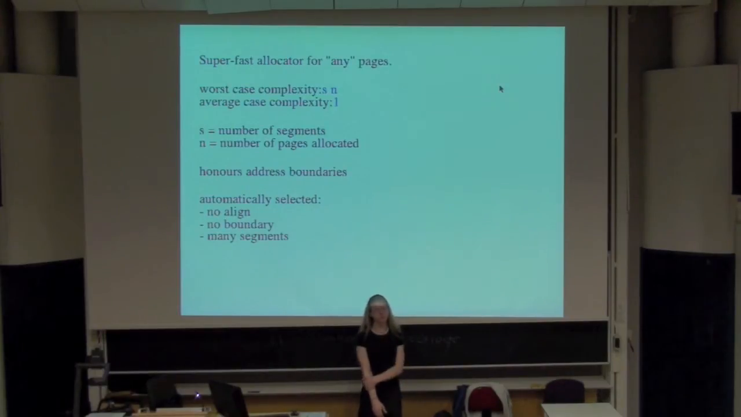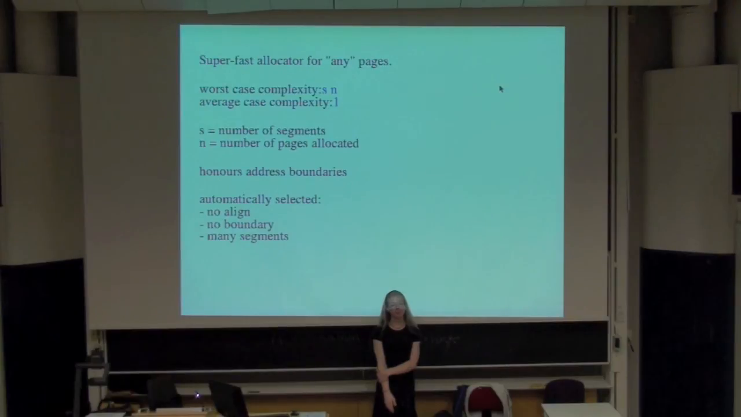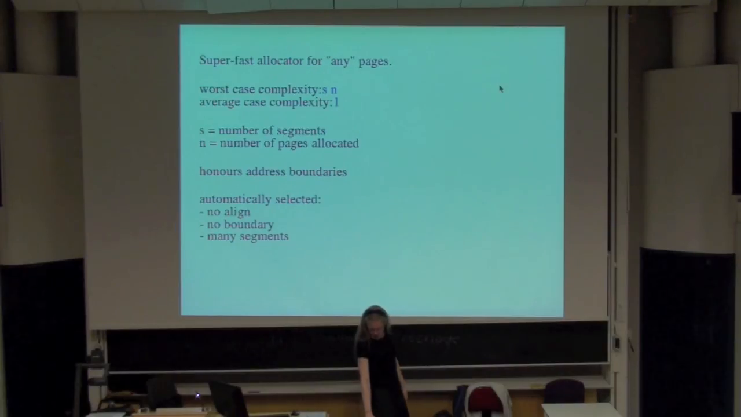This fast path is automatically selected, so the programmer that uses this interface doesn't have to do any logic. It is selected when there's no alignment constraint, no boundary constraint, and you want more segments than you want pages. You don't have to do any special logic.